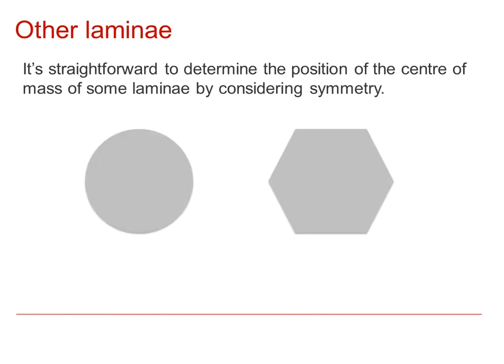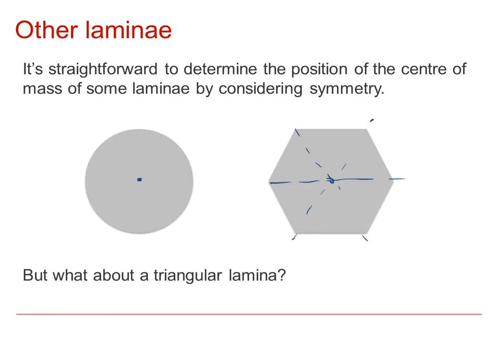We've already seen that for laminas in general it's quite easy, if they consist of symmetric shapes, to find the positions of the centre of mass. The hexagon at this position here, and of course for a circle at the centre of the circle. But in general, what about a triangle?